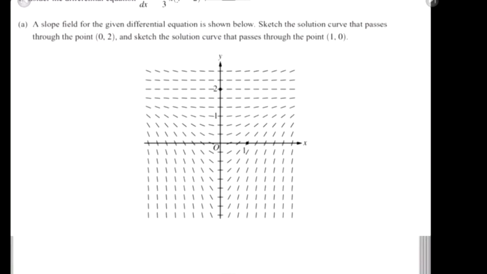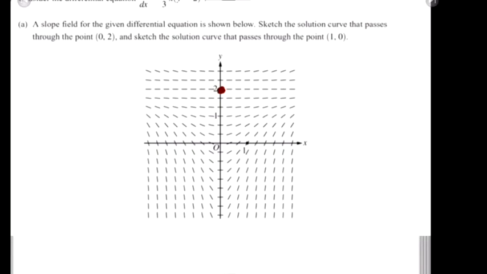So consider this differential equation. But after we do part A together, I want you to try part B and C, because for sure part B and C are ones you could see on the AP test. A slope field for the given differential equation is shown below. Sketch the solution curve that passes through the point 0, 2, and sketch the solution curve that passes through the point 1, 0.